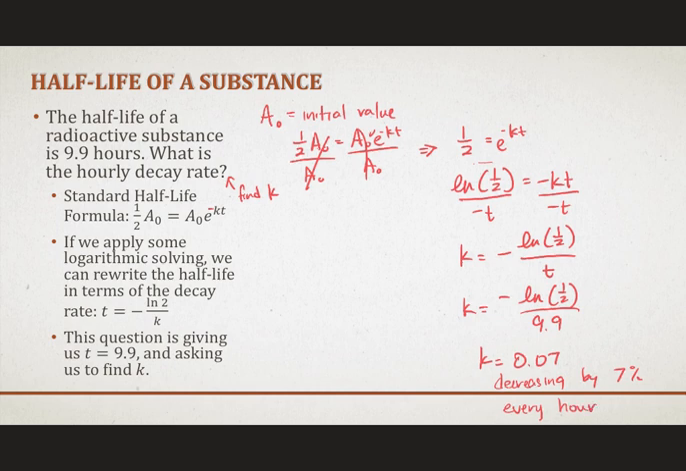Okay, your k value is a rate of decay. So you're decaying by about 7% every hour, which means after 9.9 hours, you're going to have half of what you started with in the beginning. And if you wait another 9.9 hours, you're going to have half of that new value, and then half of that new value, and half of that new value.